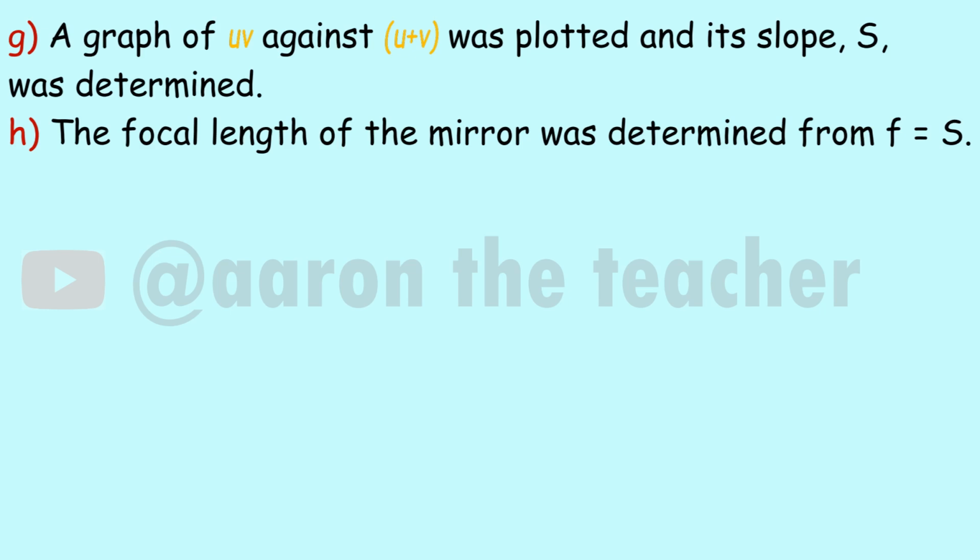A graph of UV against U plus V was plotted and its slope S was determined. And lastly, procedure H: the focal length of the mirror was determined from F equals S. We have F equals S because I plotted the graph of UV against U plus V. But another person will plot U plus V against UV, and the expression F equals S will change to F equals 1 over S.